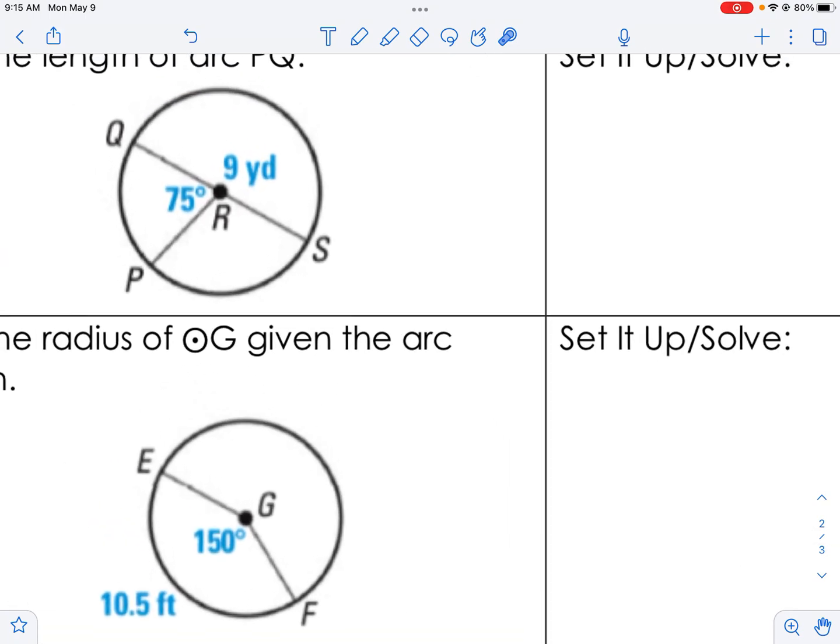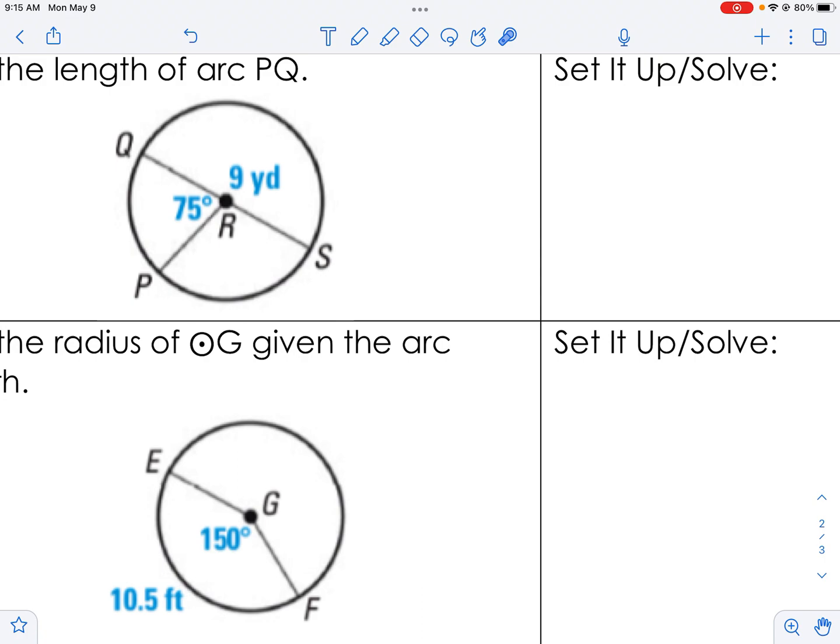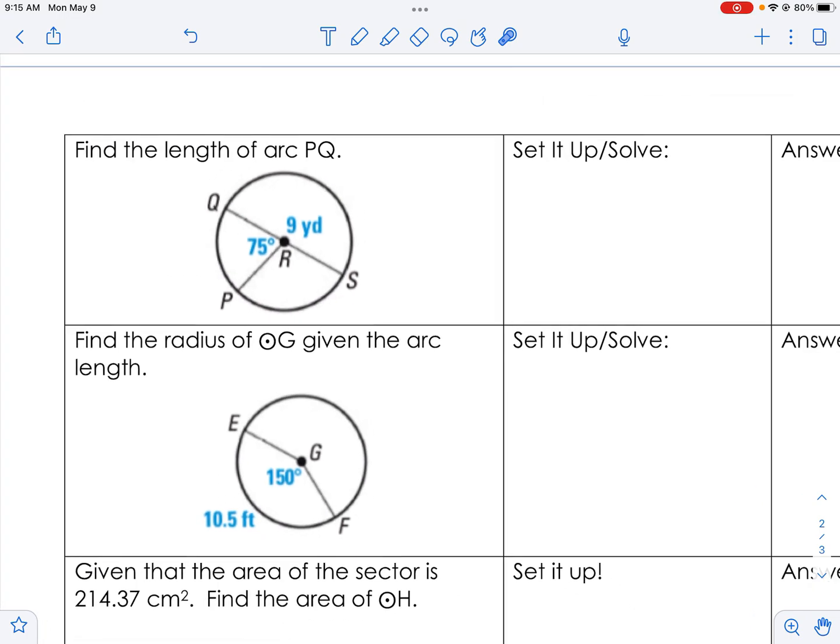Now, it's important what it tells you that you're finding the length of, because if it didn't want PQ, if it wanted QS, well, QS would have a different angle than QP. Or if it said QSP, well, that would have a different angle as well. So you need to be very, very careful when reading. So this says PQ, which would be 75 degrees.